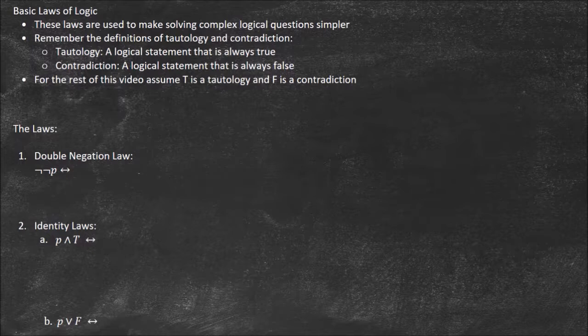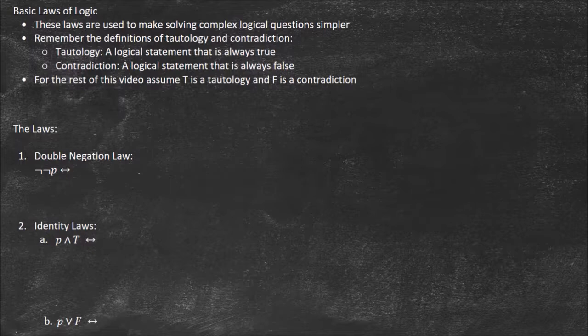Hello and welcome to today's video where we're going to talk about the basic laws of logic. So these are really important rules that help make complex logical questions a lot simpler and easier to solve. These are just things that can turn things with a lot of connectives into things with just a few connectives. So these are important to know and things you're probably going to want to memorize if you have a class in discrete math or just really want to understand this.